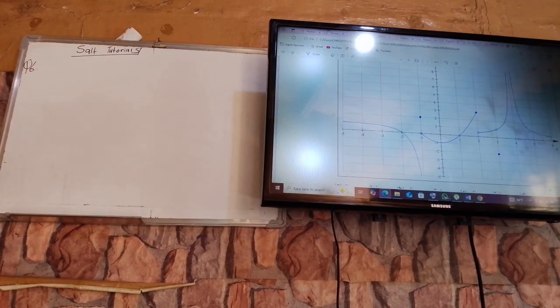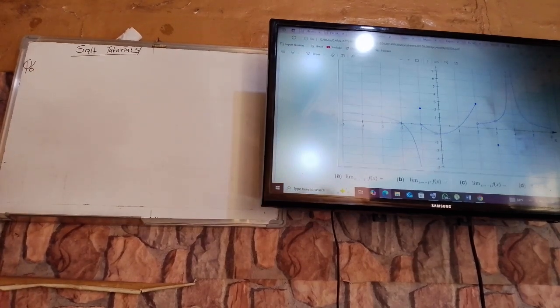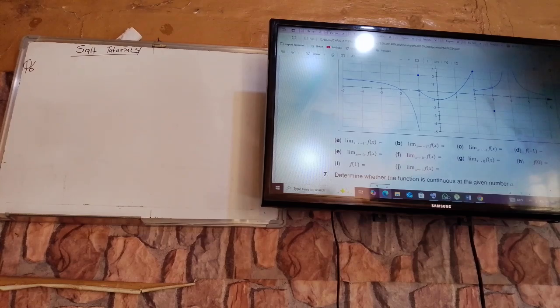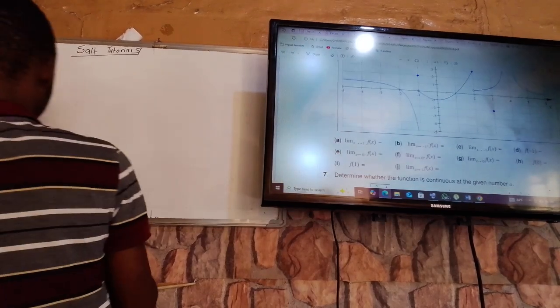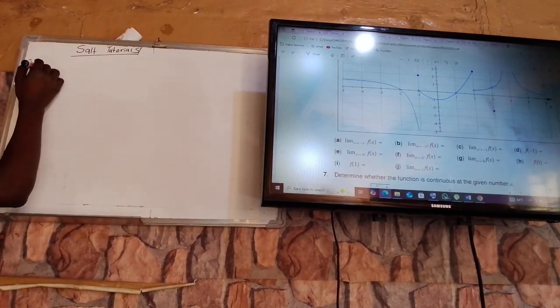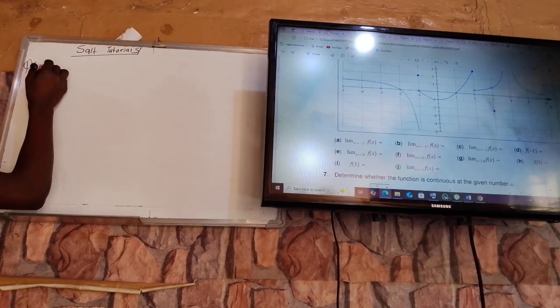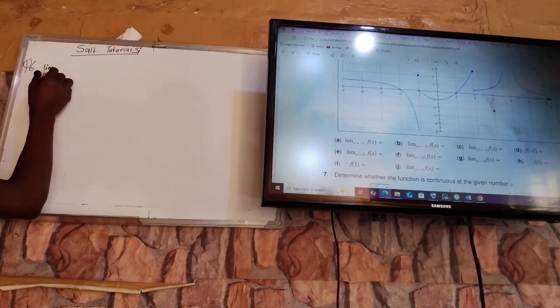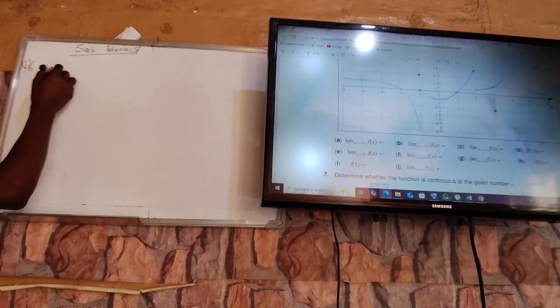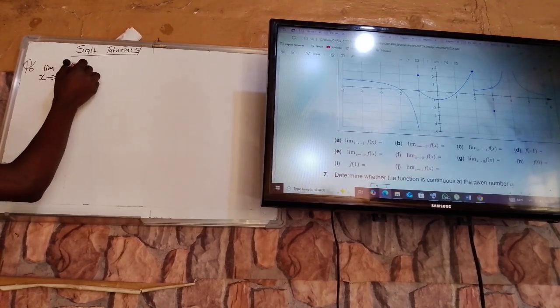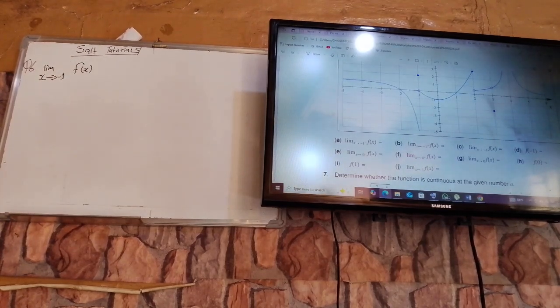So we want to find certain particular points using the graph indicated there. So let's look at the first one. The first one says to find the limit. Are we able to find the limit as x approaches -1 of f of x?